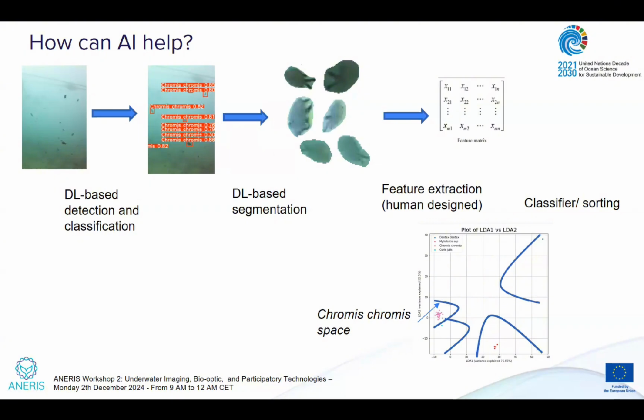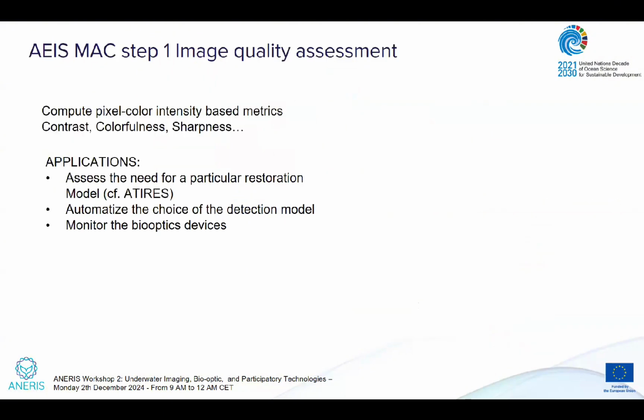In the workflow, we also use a first step, which is an image quality assessment. This is also human-designed information that you can get from the images, giving you some information about the quality of the image, if it is contrasted, if there is a lot of color, if it is a sharp image. This could have a lot of applications, for example, in the context of this technology, to assess if we need to go for a restoration model, which will be presented next by Simon.